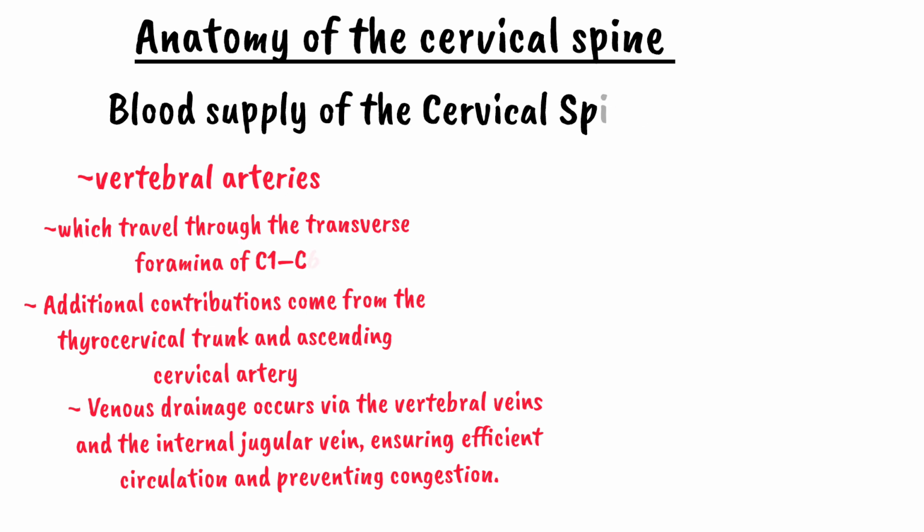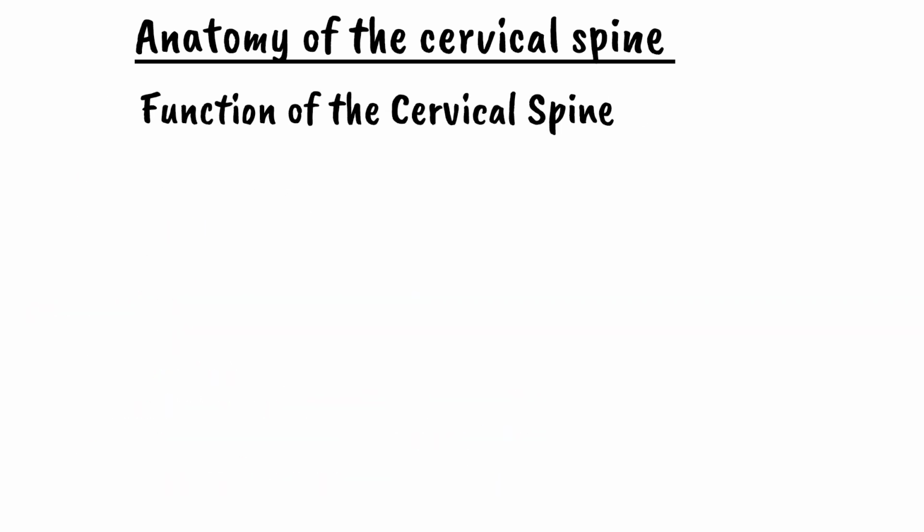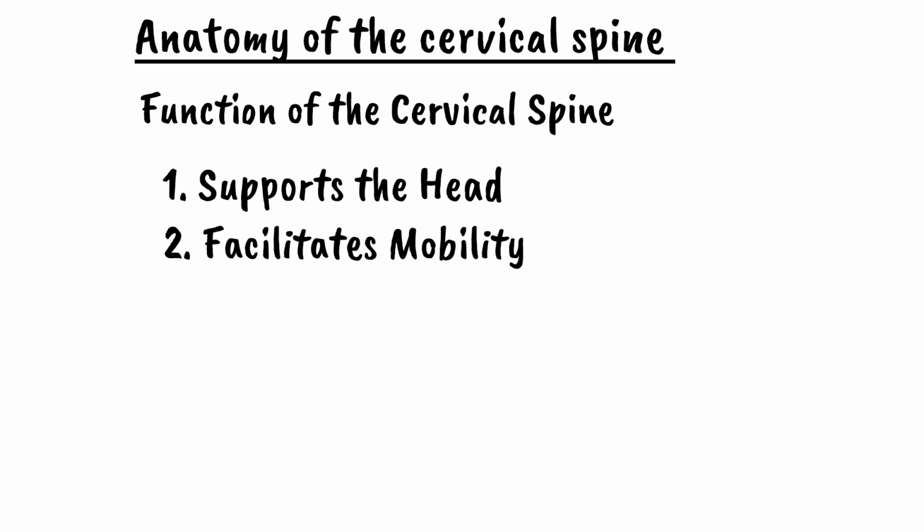Functions of the cervical spine. The cervical spine performs several essential functions. 1. Supports the head. The cervical vertebrae bear the weight of the skull while allowing movement. 2. Facilitates mobility. It enables flexion, extension, lateral bending, and rotation of the head and neck.